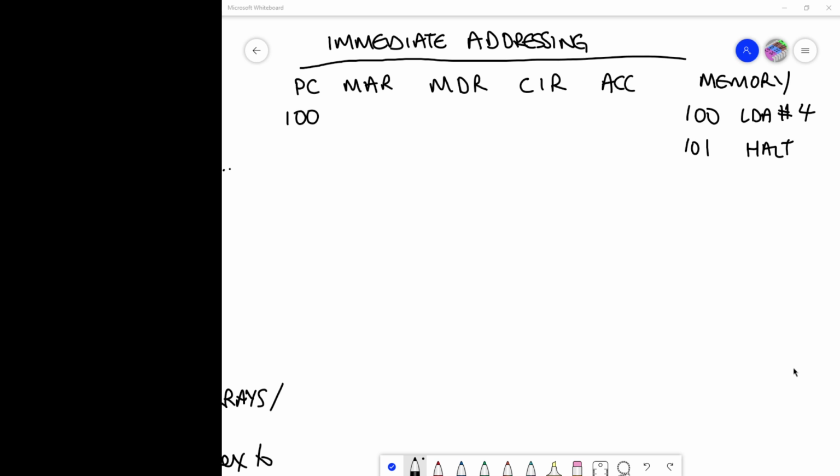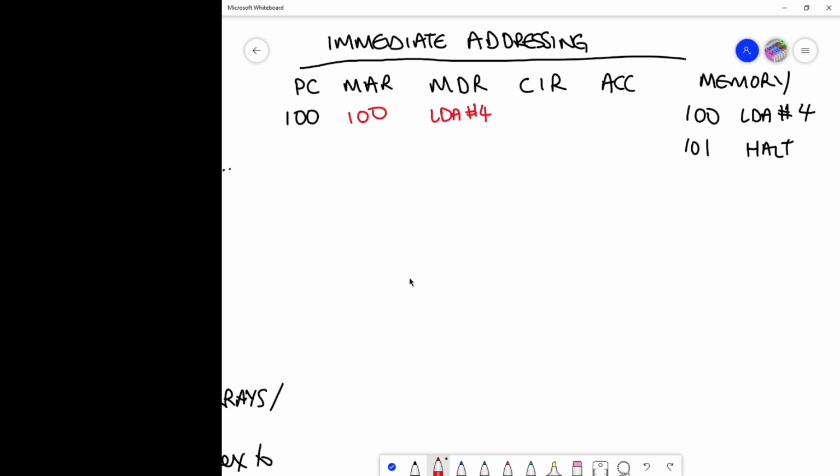Okay, so let's just start. We're going to do a fetch. Step 1, PC to MAR. Let me do it in a different colour. So 100 ends up in the memory address register. We then read from memory. Remember, we're looking at it like this in mnemonics, but it's actually noughts and ones. So we do a read, and it arrives at the memory data register.